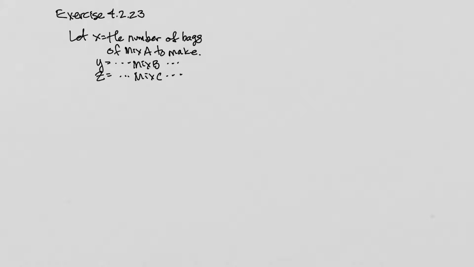This is problem number 23 in section 4.2, and as we read through the problem, we're mixing up some soils. So near the end, I'll just go right to the end. It says, how many bags of mix A, mix B, and mix C should we make in order to maximize our profit? So let's summarize all the information in a table.